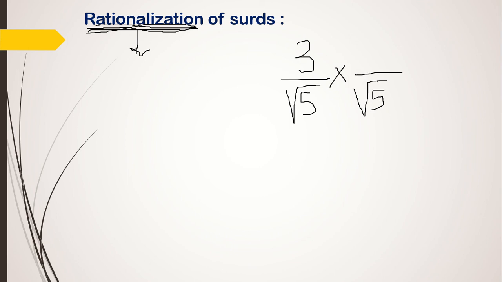Now since you are multiplying it in the denominator, you have to multiply it in the numerator also. That's it. So we say multiplying numerator and denominator by the same number, root 5. And then what happens? Root 5 into root 5 is 5, right? Because root 5 into root 5 is actually root 25. And root 25 is what?